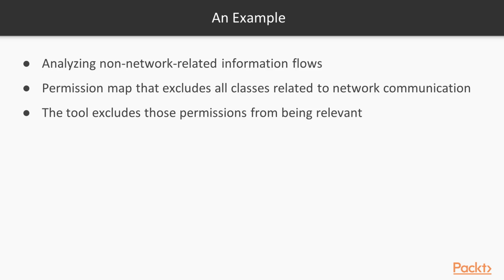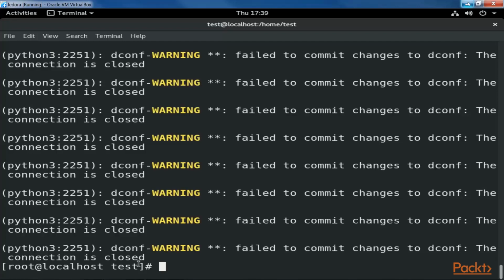For instance, when analysing non-network related information flows, administrators can create a permission map that excludes all classes related to network communication. As a result, the tool will exclude those permissions from being relevant in an information flow. As an example, let's look at the information flows between the ssh_home_t type and dnsmasq_var_log_t type, given a custom map and using the shortest path approach, only using the maximum weighted permissions. We also exclude a few domains that are either not applicable or trusted.